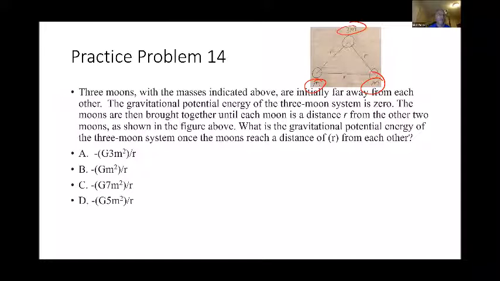Well, you got to remember that the gravitational potential energy equation is this. It's negative G m over r. And those are our 2 masses.